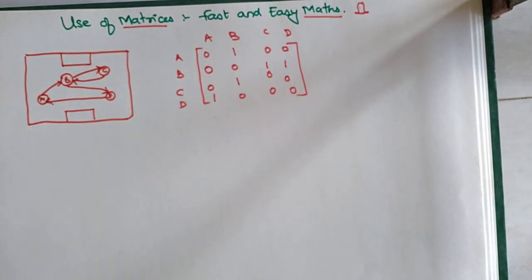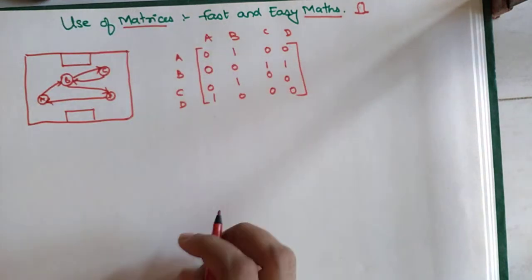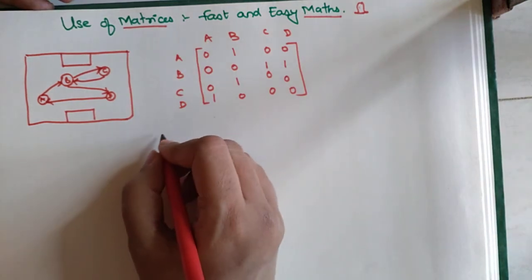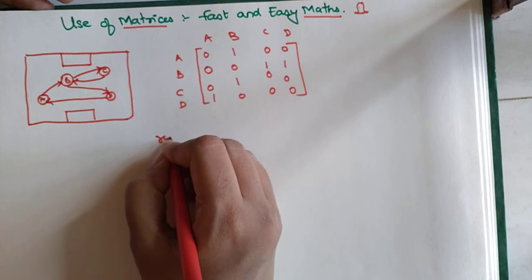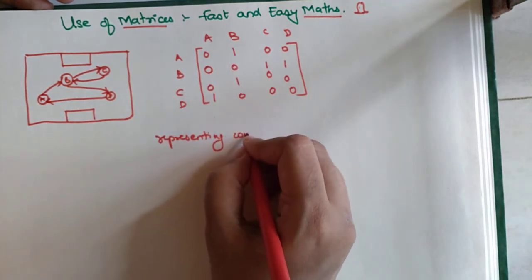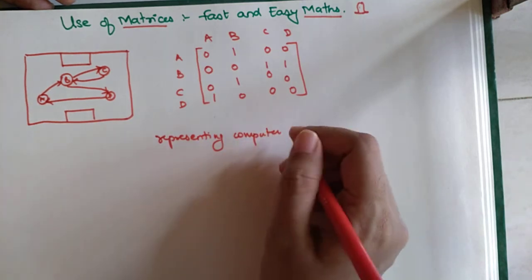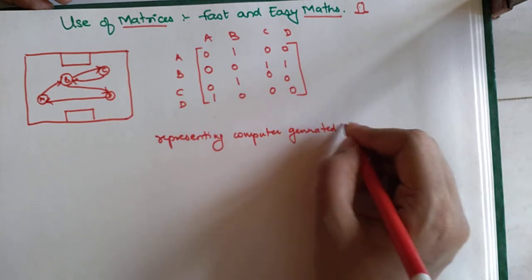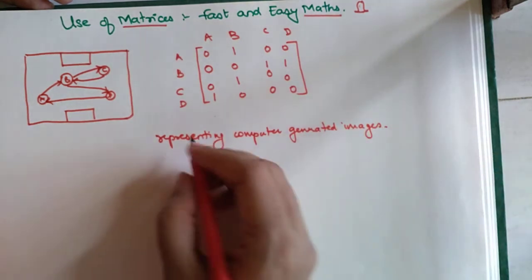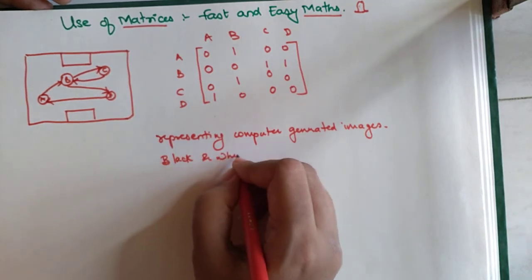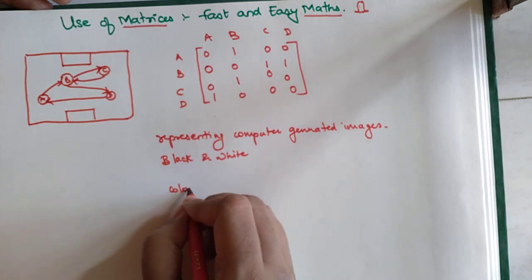Okay, now this was one of the uses of matrices. The next use is that matrices help in representing computer generated images. They represent black and white images as well as colored images.